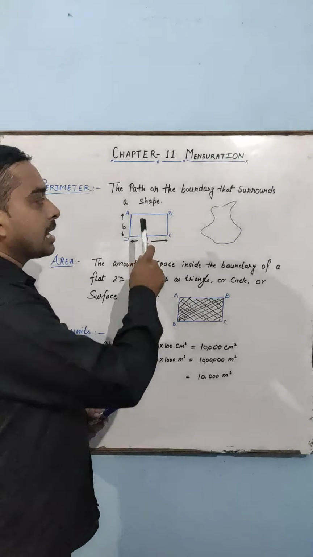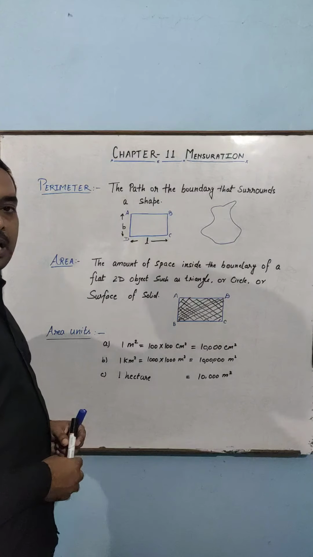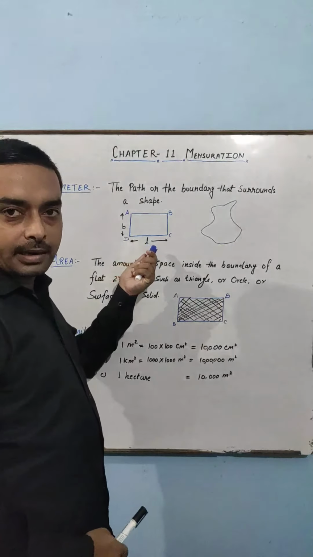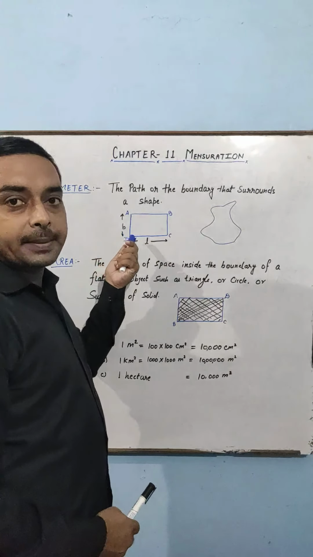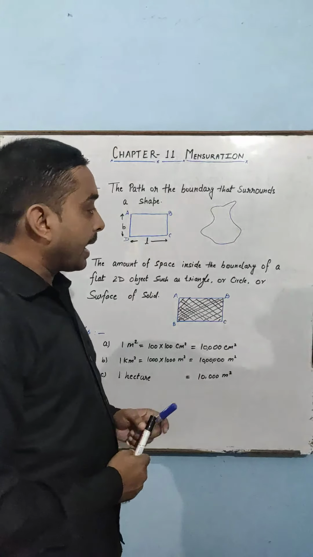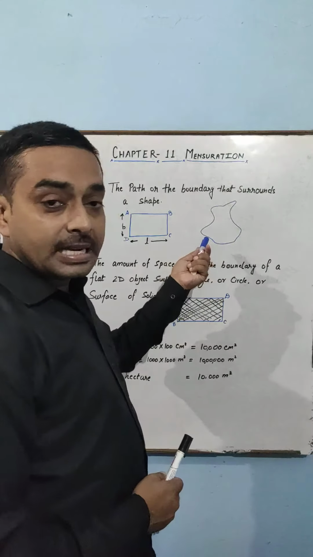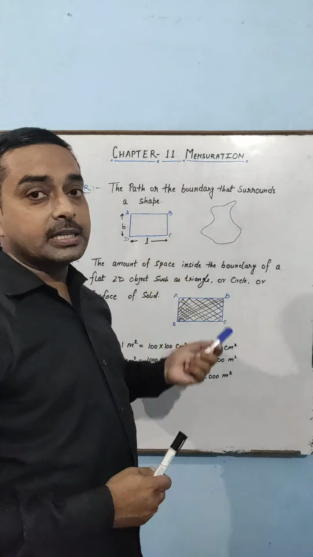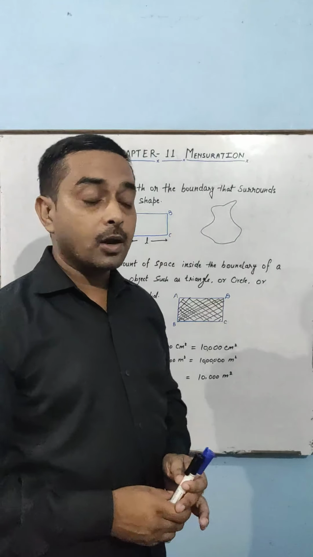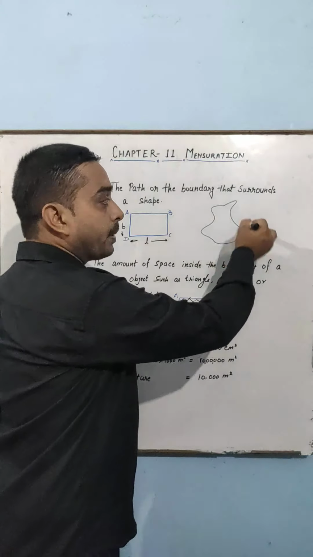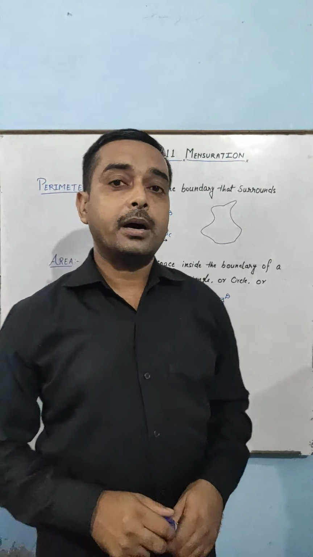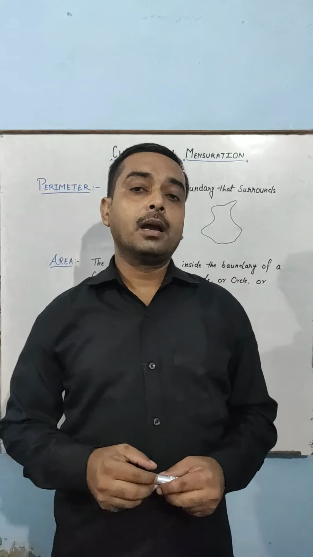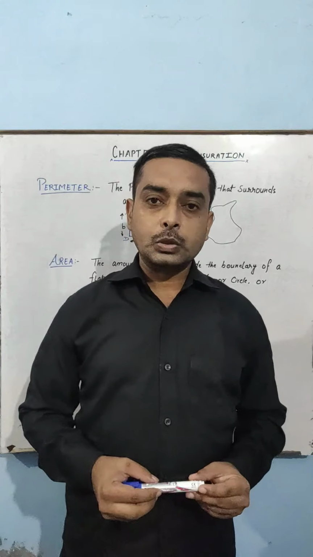Perimeter, the path or the boundary that surrounds a shape. Like as there is a rectangle whose length is L and breadth is B, so the perimeter is 2 times L plus B. And there is an irregular shape where there is no length or breadth, but what's the perimeter? We know that the perimeter of an irregular figure is the sum of all sides or the sum of the length of all boundary. Like as if we have to cover the boundary of our school, it means that we are covering the perimeter of our school.